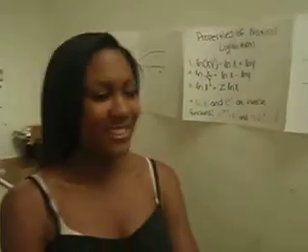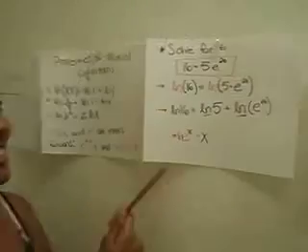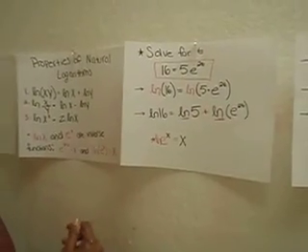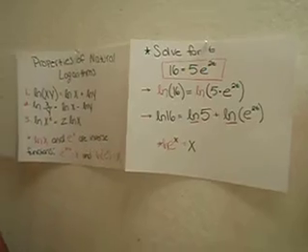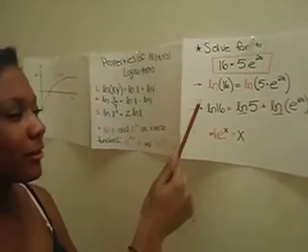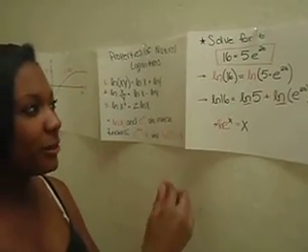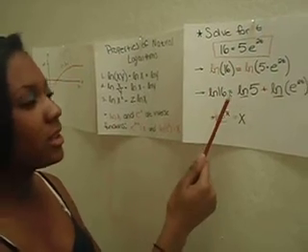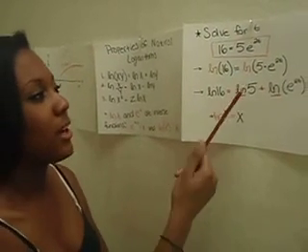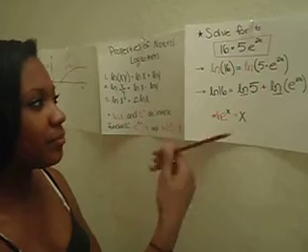Now for an example, solve for t. 16 equals 5e to the 2t. Now the first step you have to do is put a logarithm in front of each side of the equation. So logarithm 16 equals logarithm of 5 times e to the 2t.